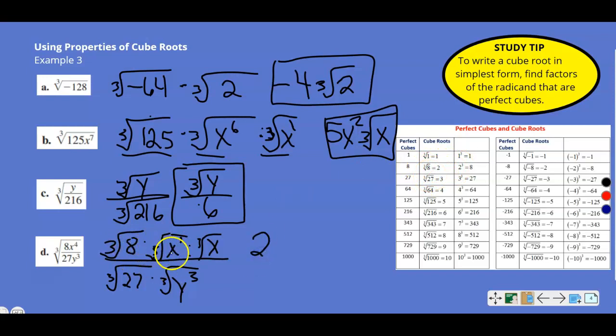This is the cube root of x cubed, so the index 3 and the power of 3 cancel and leave just x. And then this is just cube root of x to the first. That stays under the radical because you don't have 3 of them to pull out. All right, cube root of 27. Cube root of 27 is 3. And cube root of y cubed is just y.